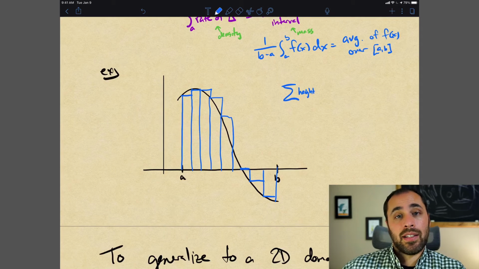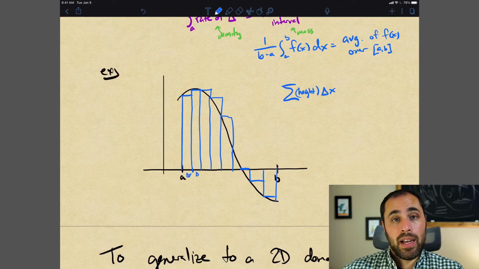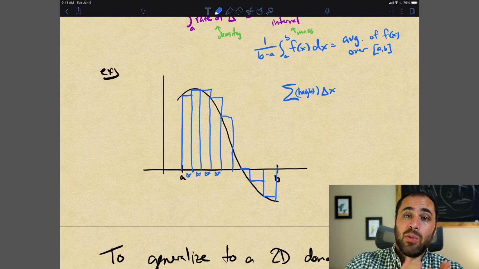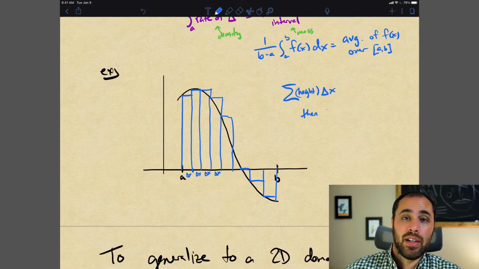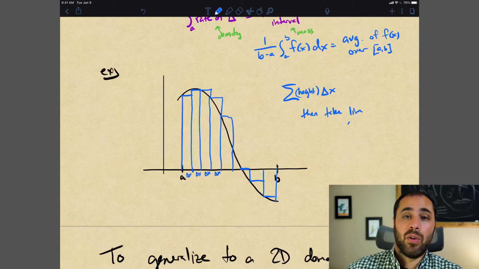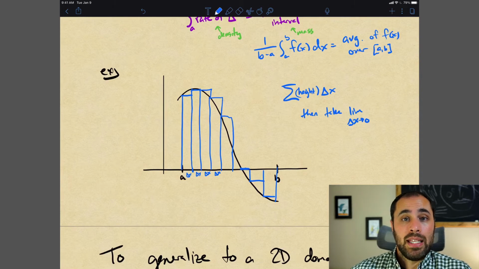And that sum gives us an estimate for the integral. To get a better estimate, we slice it up into more bars, and we take the limit as the number of subintervals goes to infinity, or as the width of each one goes to 0. We call that value the definite integral.